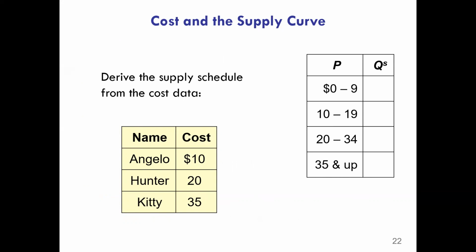Now, let's attempt to derive the supply schedule from the cost data below. So when the price is below $10, none of the suppliers supply the good because their cost is above the price. Hence, they will make a loss. When the price is below $20, only one person supplies, and that person is Angelo, because his cost is below $20. When the price is below $35, only 2 of the 3 will supply because their cost is below the price, and hence they will make a profit. And when the price is above $35, we realize that all 3 of them would supply because their cost is below the price.